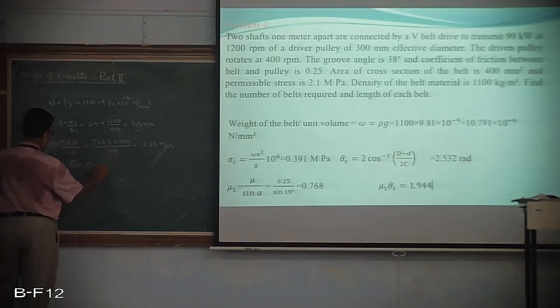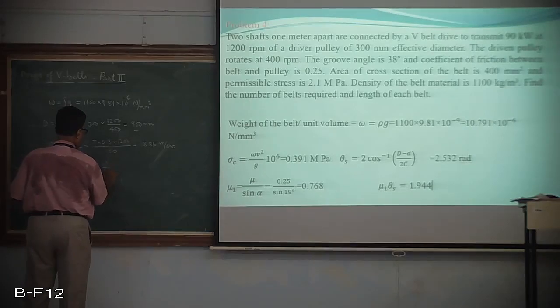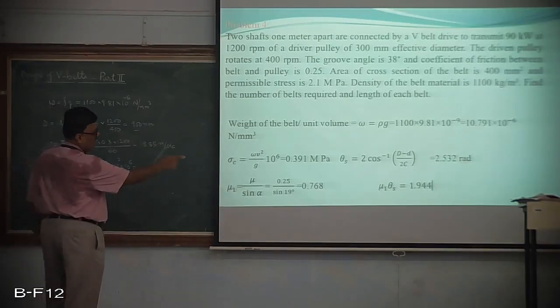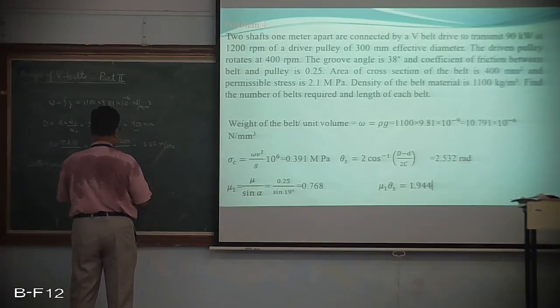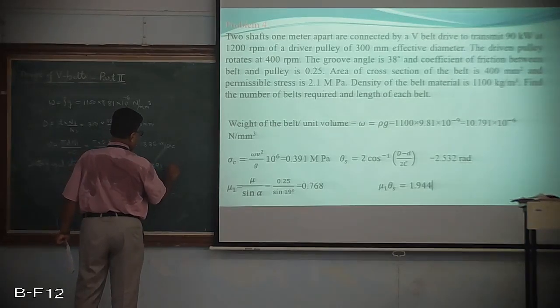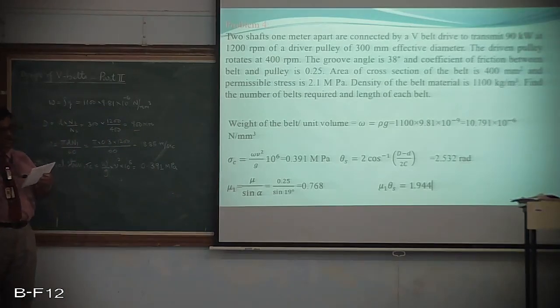Sigma C, how is it given, tell me? It is W by G into V square into 10 raised to 6. I have already told you in the previous part. If you calculate this, what you will get is about 0.391 megapascal. This is the centrifugal tension, the centrifugal stress, that you are going to get.